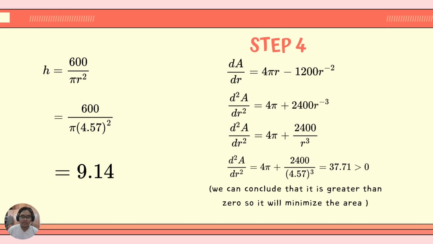Since it is greater than 0, the second derivative is positive. This confirms that the critical point at r equals 4.57 corresponds to a minimum surface area. We can conclude that it is greater than 0, so it will minimize the area.